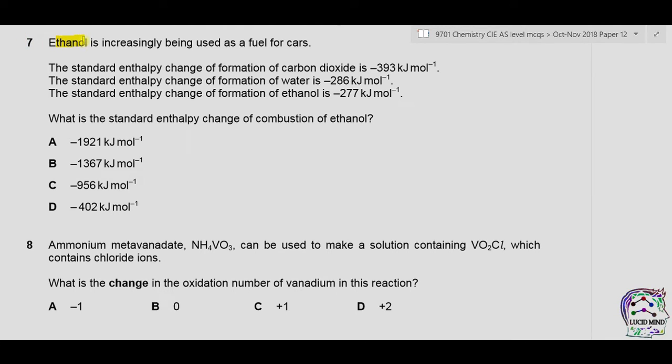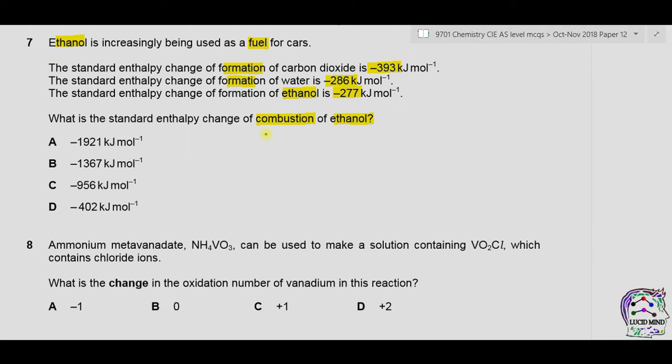Question 7. Ethanol is increasingly being used as a fuel for cars. The standard enthalpy change of formation of carbon dioxide is given. It is minus 393. Standard enthalpy change of formation of water is also given. Similarly, ethanol is given. What is the standard enthalpy change of combustion of ethanol?